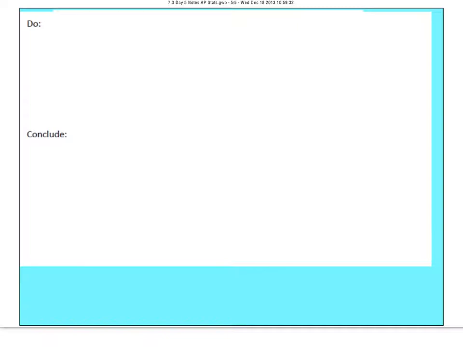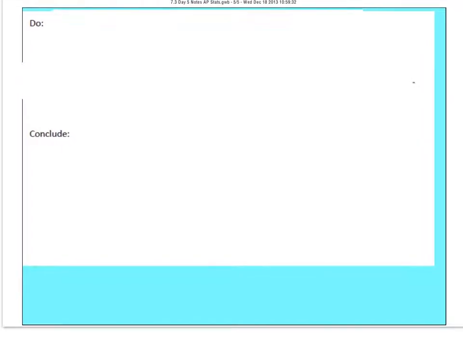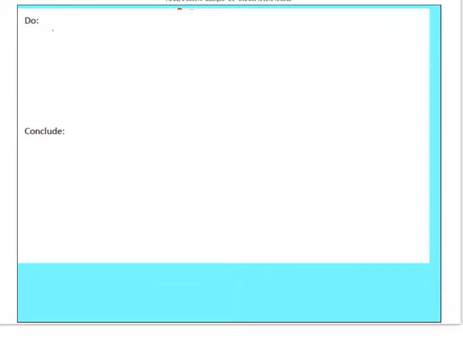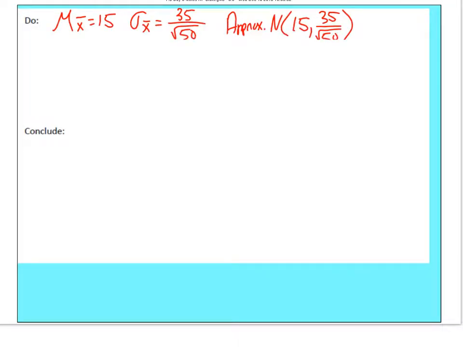Okay, let's do the do part. We've met the condition, so let's compute the new mean and standard deviation. In this case, we know that the new mean, mu of X bar, is 15. Standard deviation of X bar is 35 over the square root of 50. So we actually have that summarized right here for us in our math notation shorthand.